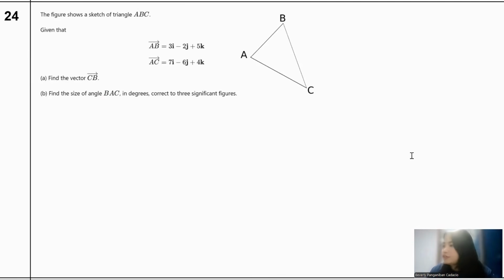Okay, take note of this number. This is very important. I'm telling you, this is kind of easy, at the same time you may see this kind of question in the test. Okay, let's try to answer this one, a kind of problem under the topic vector. So vector CB. What I'm going to do first is to label them A, B. So the arrow from A to B will be 3i minus 2j plus 5k. I'm not going to change anything there for the meantime. And then AC, the vector there will be 7i minus 6j plus 4k.